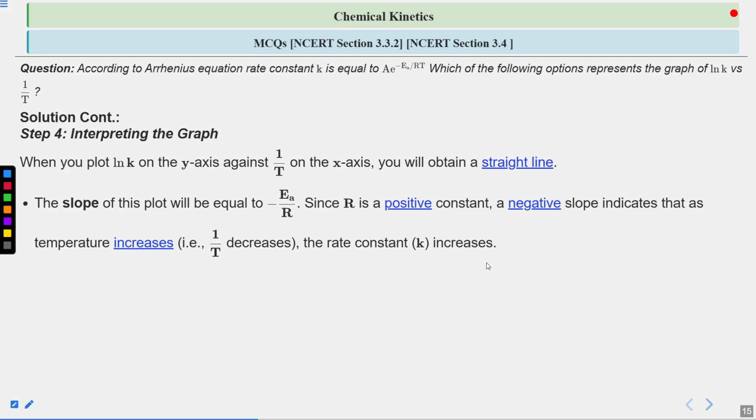So we have a negative slope graph between ln k and 1 by T. Okay, so if you increase the temperature, that means this quantity which is present on the x-axis will decrease because T is present in the denominator. If you increase the temperature, this whole quantity of 1 by T will decrease. That means if you decrease 1 by T, the rate constant is going to increase because it is represented on the y-axis, that is ln k, right? So negative slope means the 1 by T is decreasing and the k is increasing. Okay.